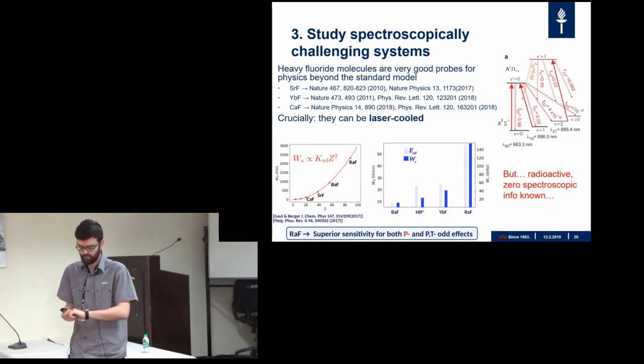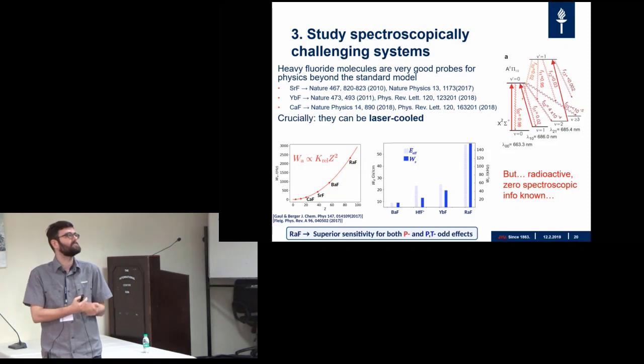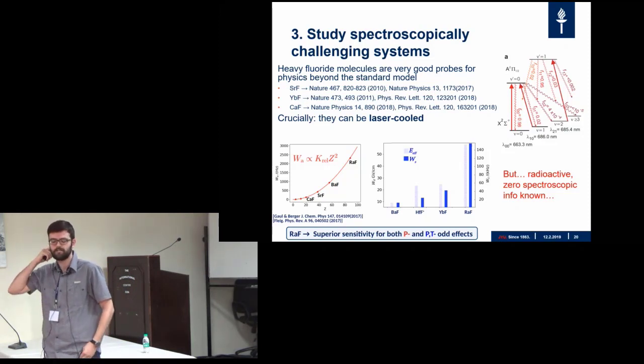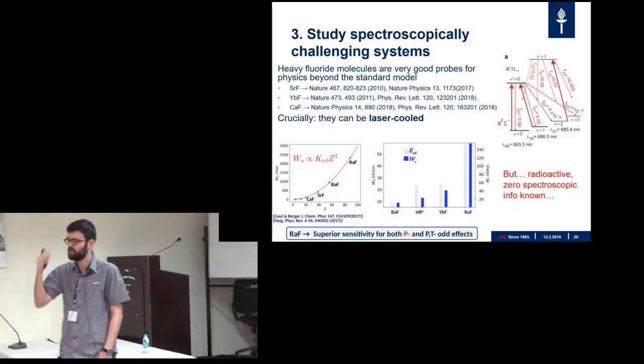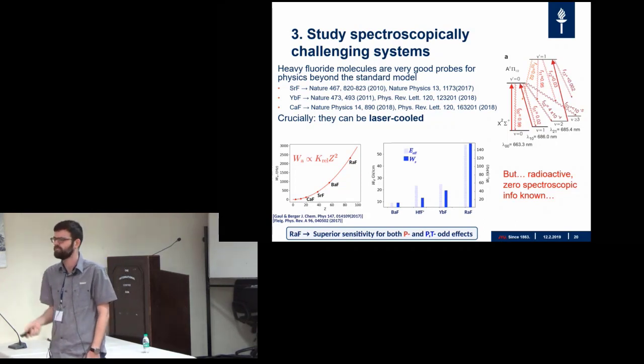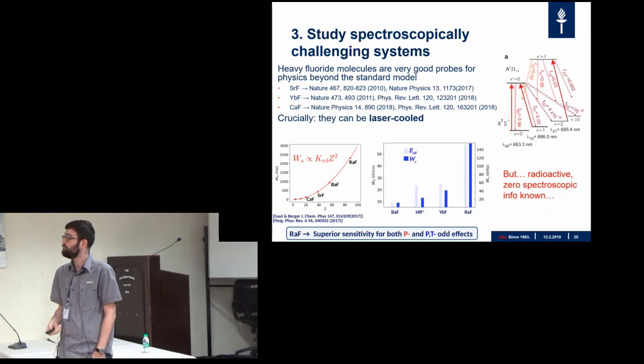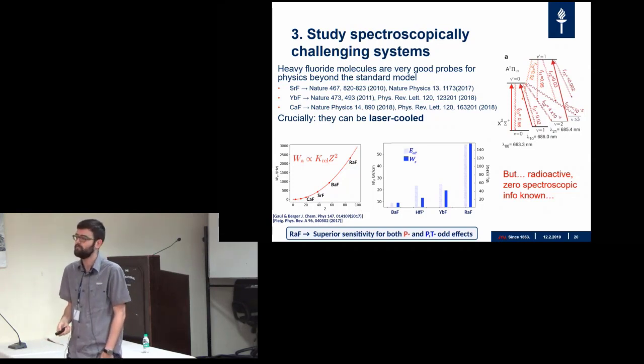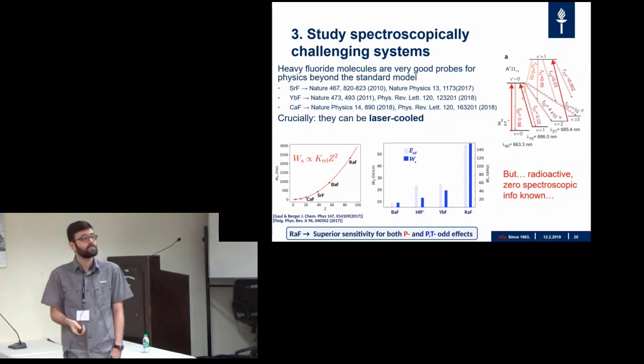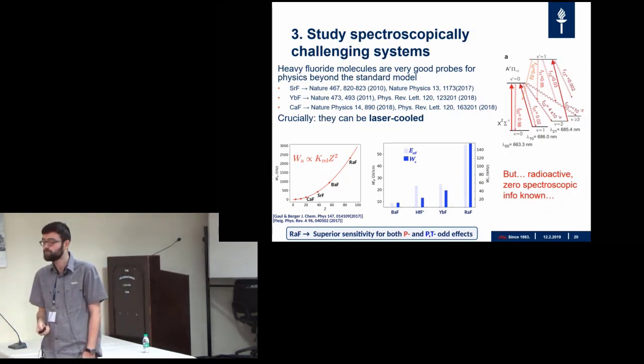And then, maybe the meat and potatoes of the talk in some sense, these spectroscopically challenging systems. I could have shown you a complicated atom, but that would have been more of the same. So instead I decided, why not show you a very complex molecule? And this is the first time that a radioactive molecule has been studied by, well, maybe not anyone, but certainly by us. And there was a good reason to do so.